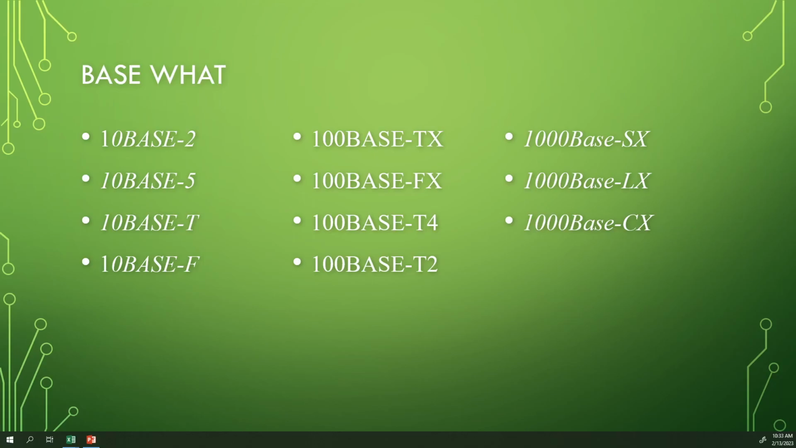There are lots of different options here. But up here on the screen it says base what? You can say we've got 10 base, 100 base, and 1,000 base. Well, the 10, 100, and 1,000, that's our speed. So is it 10 megabit, 100 megabit, 1,000 megabit, or gigabit speed? And now you can see there's base 2, there's base 5, there's base T. The list just kind of goes on and on.